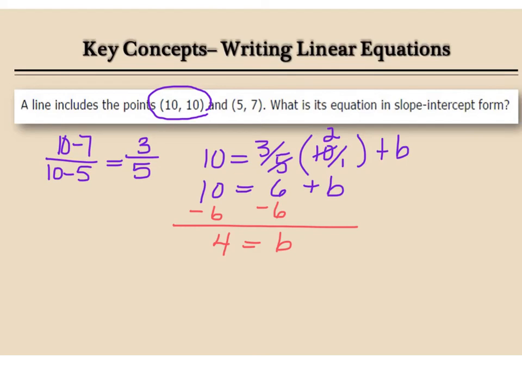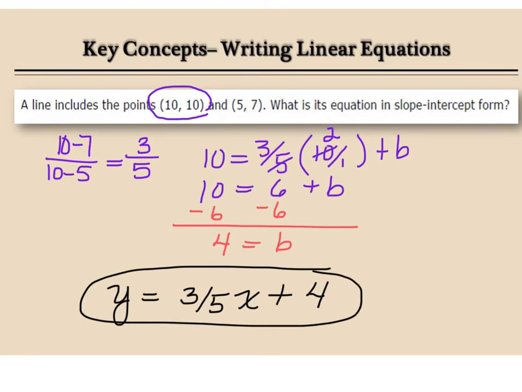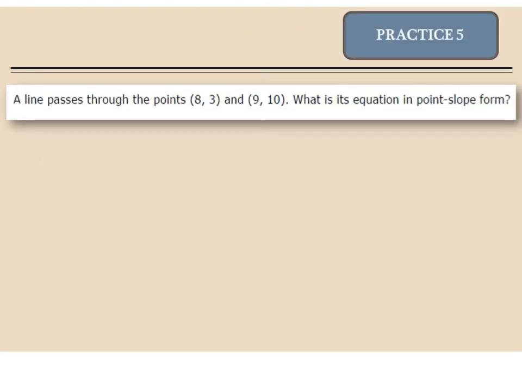So now my final equation in slope-intercept form is y equals 3/5 x plus 4. So once again, I found slope, and then I solved for b. And once I know slope and b, I can write it in slope-intercept form. Practice 5. A line passes through the points 8, 3, and 9, 10. What is its equation in point-slope form?